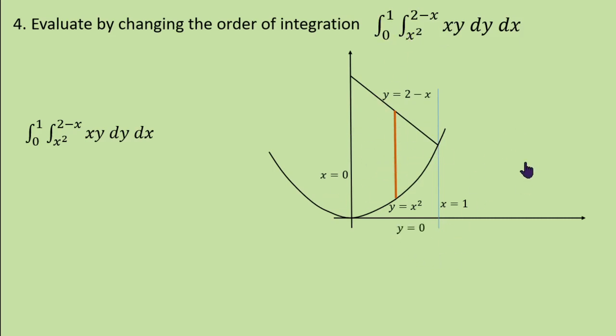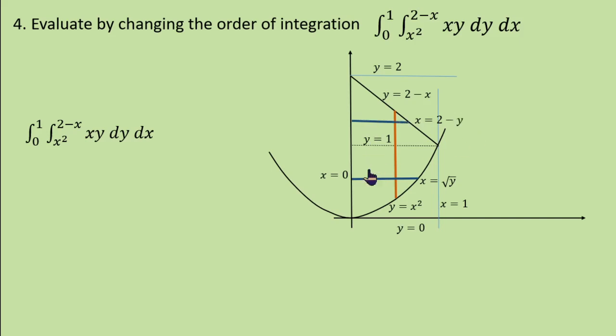First area is y varying from 0 to 1. In between 0 and 1, take any y, x goes from 0 to root y. So in this area, x varies from 0 to root y. And when y is from 1 to 2, between y equal to 1 and y equal to 2, x varies from 0 to, interchanging this, x equal to 2 minus y. So x varies from 0 to 2 minus y.